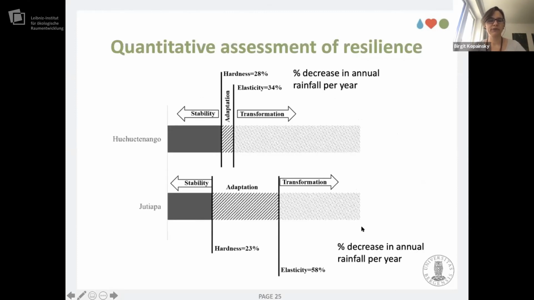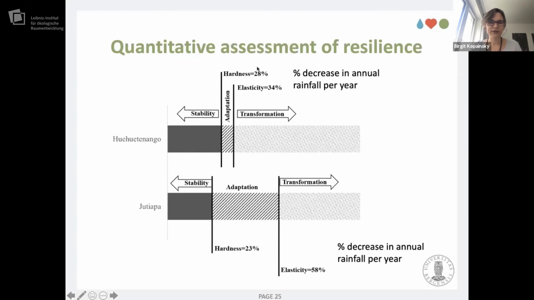So when we run these kinds of analyses for our case study A and B, we see these three regimes, basically. We see the stability regime, we see the adaptation window, and then we see the transformation window where the system breaks and transforms into a new system.